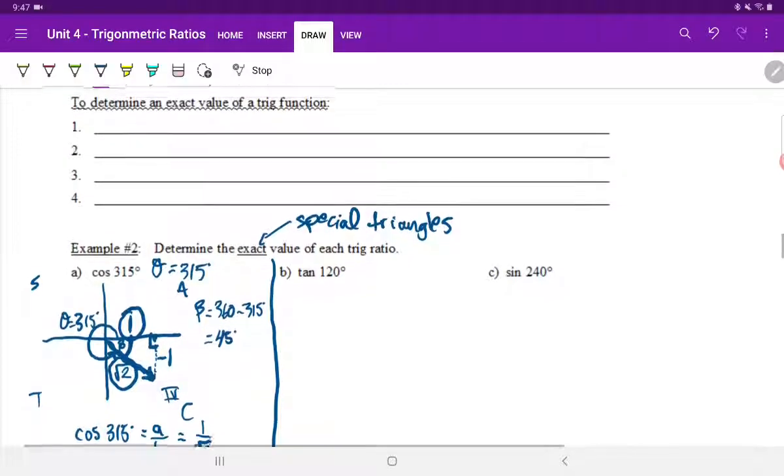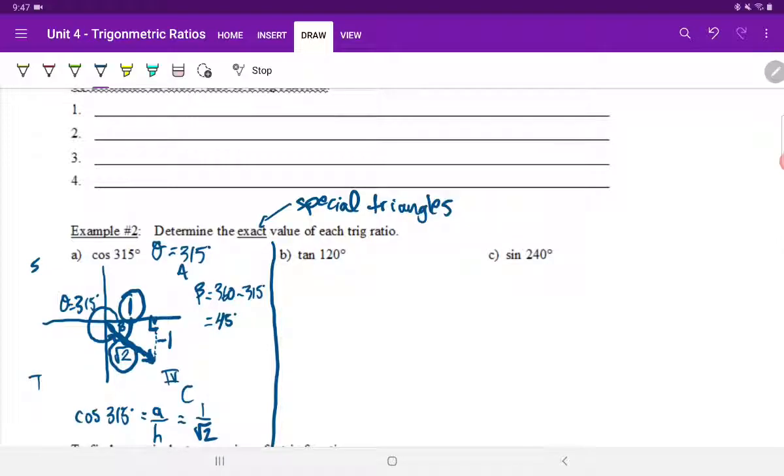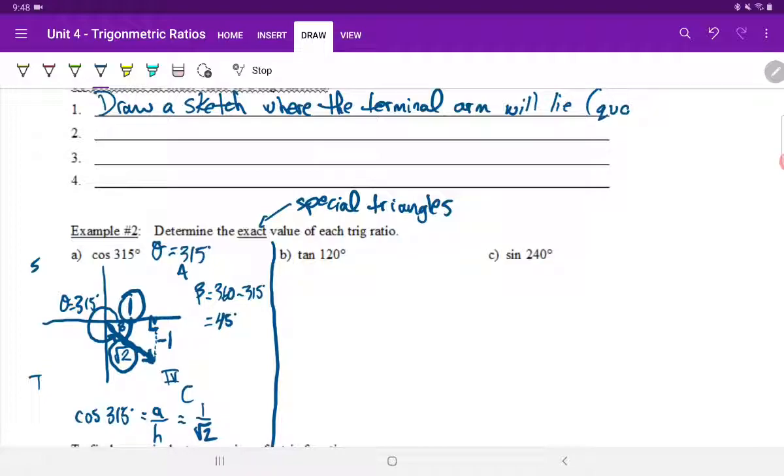Now let's summarize the steps we took. We started by drawing a sketch, so draw a sketch where the terminal arm will lie. So which quadrant? We need to know what quadrant we're working in.